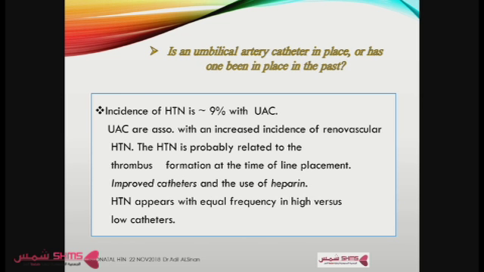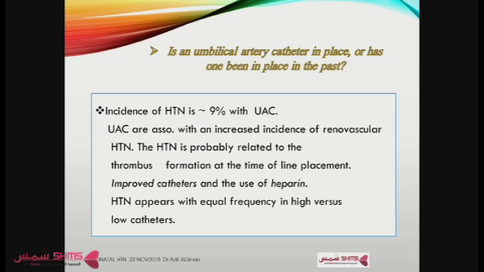Is an umbilical artery catheter in place, or has one been in place in the past? This history is important. Over several weeks, the incidence of hypertension is said to be up to 9% with an umbilical artery catheter. Umbilical artery catheters are associated with an increased incidence of renovascular hypertension, probably related to thrombus. This is speculation.